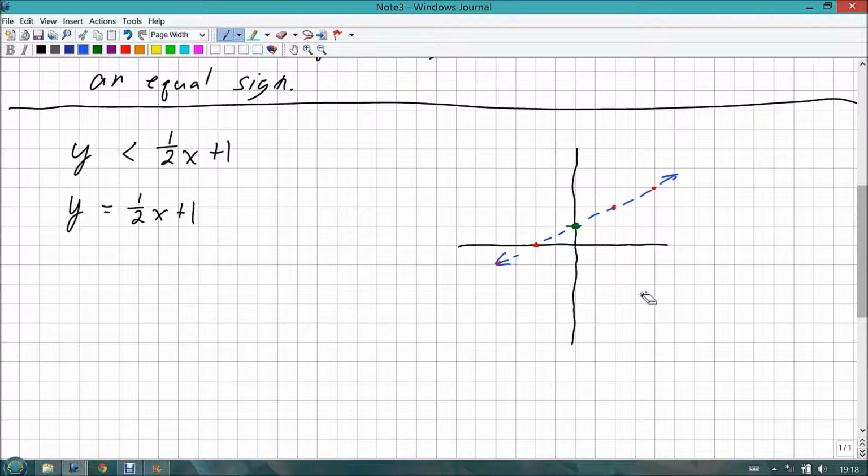Well, to figure that out, we use something called a test point. So I'm going to use the test point of 0, 0, because that's usually the easiest thing in the world to work with. So I plug in 0, 0 to my equation. So 0, 0. Here's my test point.